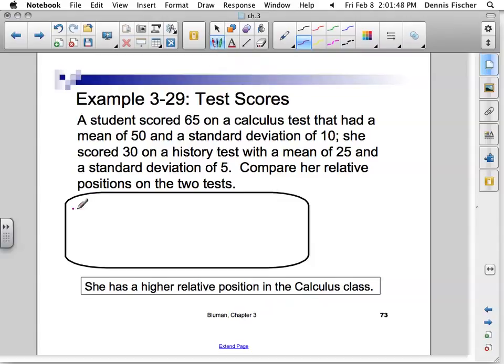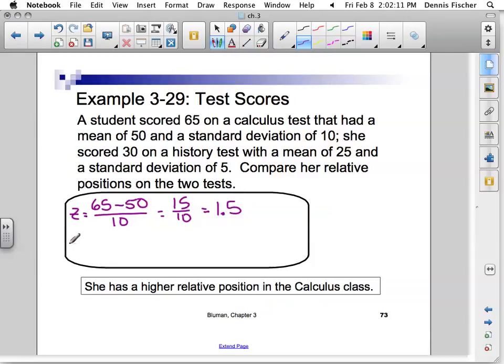What we're going to do is figure out her Z-score on the calc test. We're going to take her score minus the mean, which is 50, divided by her standard deviation of 10. That's going to get her Z-score, which is 15 divided by 10, which is 1.5. She's 1.5 standard deviations above the mean.